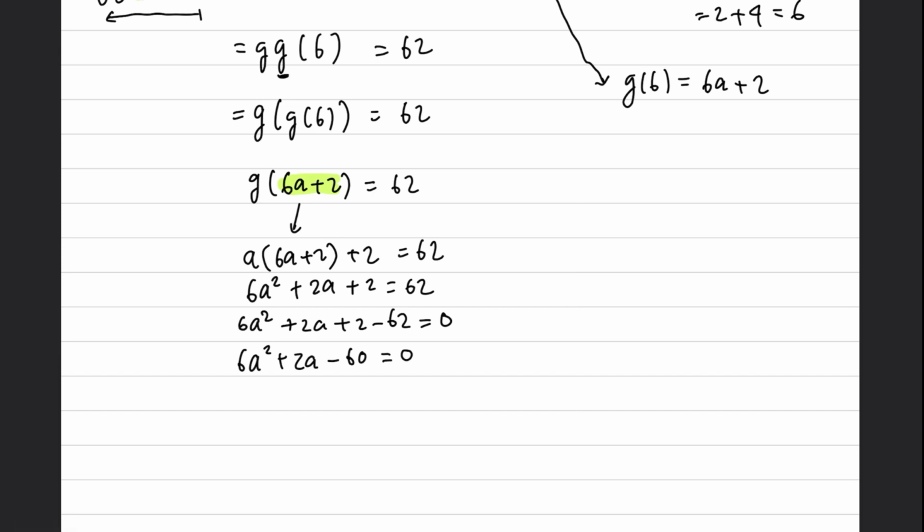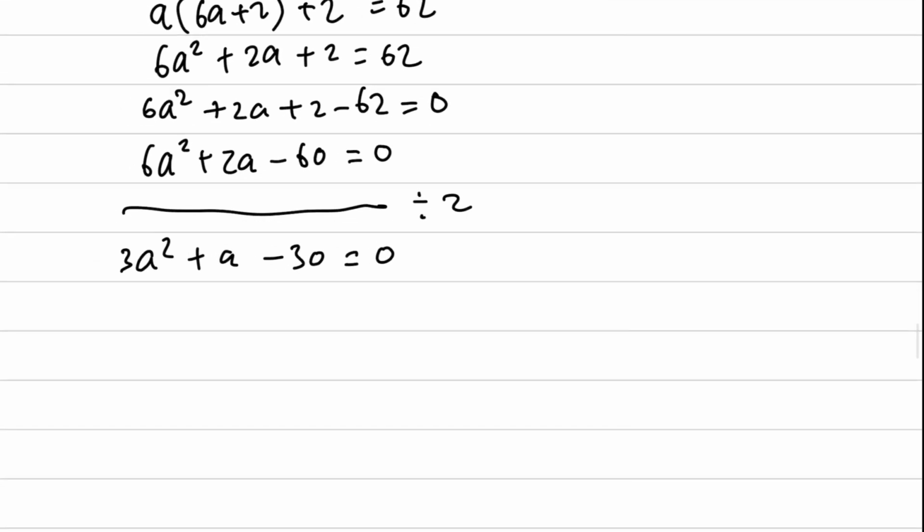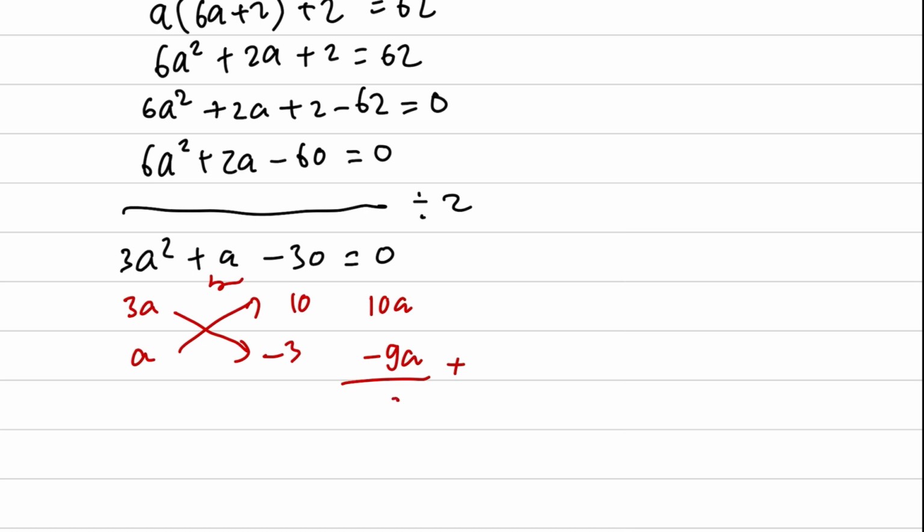Maybe we can solve. We can divide both sides by 2 to make it simple. So you will get 3a squared plus a minus 30 equals to 0. Now from here you can just do, once again, factorization. 3a squared is 3a times a. And then minus 30, maybe minus 10 times 3, maybe? Let's see. Oh, maybe this is plus, this is minus. Because multiply minus 9a, multiply 10a. And if you add, you must have a here. So you will get a.